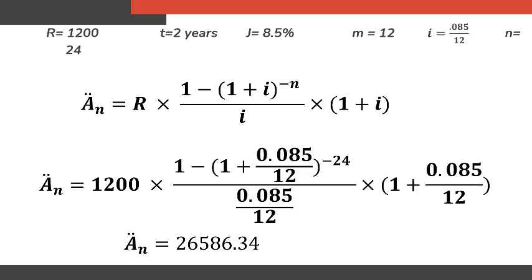If he asked for the interest, in this case, we have R equal 1,200 and N equal 24. $1,200 times 24 minus 26,586.